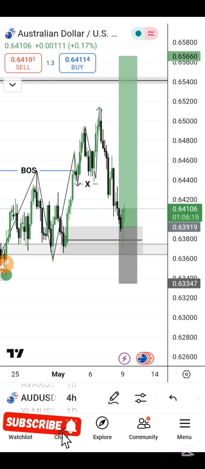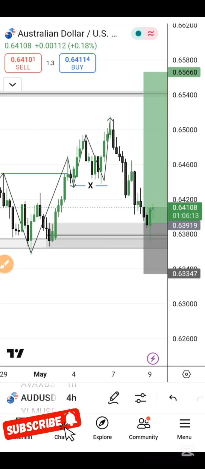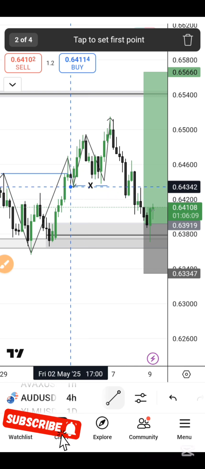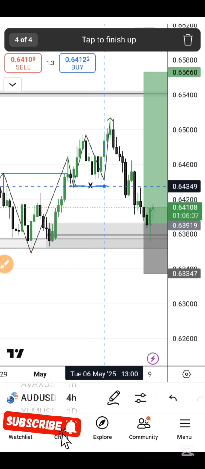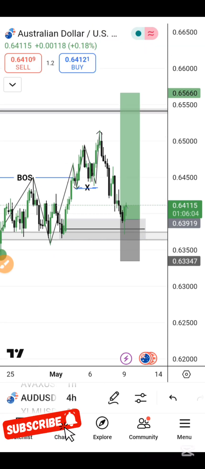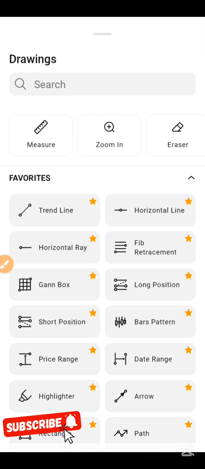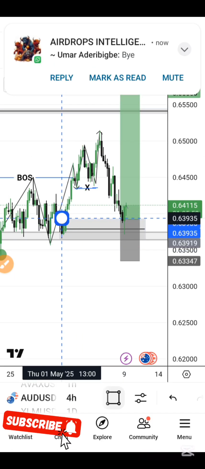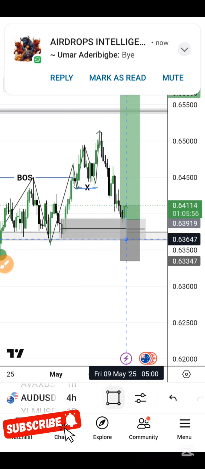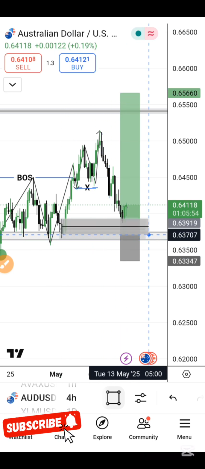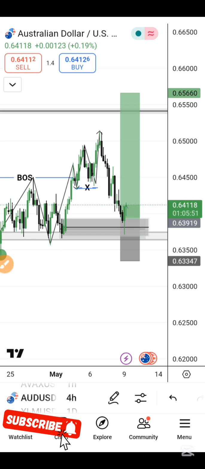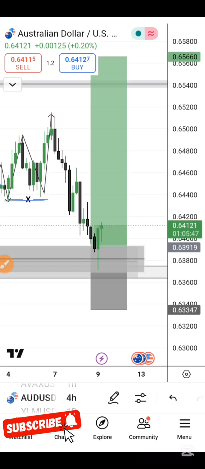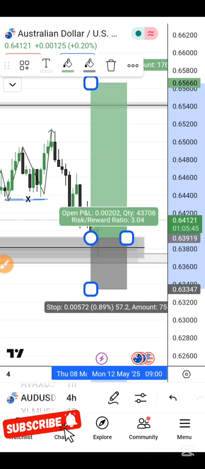So now after this pullback, we are expecting market to come all the way down to clear this inducement right here, which we have at this point. Now market to tap on our order block right here, which you can see, our order block right here that has fair value gap on it. So immediately market tapped on it. As you can see, it started reacting, and this is a 1:3 risk to reward ratio.